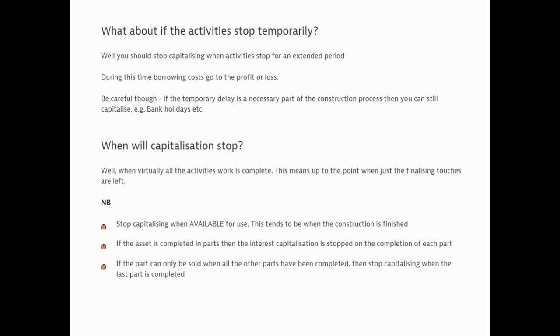Okay, so the question is, maybe there is an interruption, like there was COVID in 2020 in March, the first lockdown was in March. Maybe we're actually doing the construction. Let's just give the example of those hostels that are being built alongside that road. We say we have been inconvenienced by COVID-19 and we are stopping the construction of the asset for 2 months or 3 months or even 6 months. So are we going to continue capitalizing borrowing costs? That is the question.